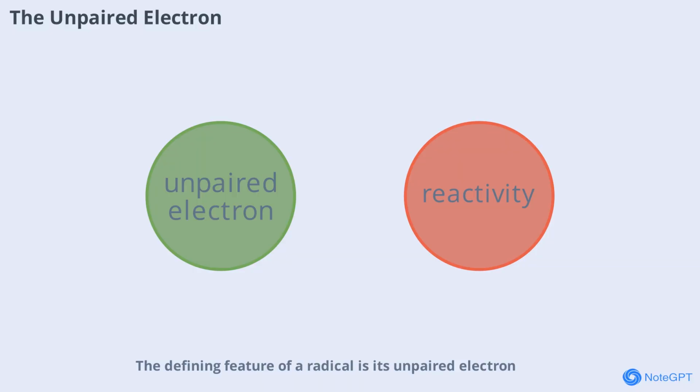The defining feature of a radical is its unpaired electron. Electrons usually exist in pairs within atomic or molecular orbitals, creating stability. However, when an electron is left alone, unpaired, the species becomes a radical. This lone electron is highly reactive, seeking to pair up by reacting with other molecules or atoms. This reactivity is what makes radicals so important, and at times, so dangerous in chemical processes.